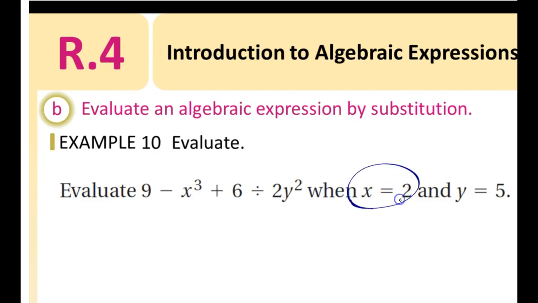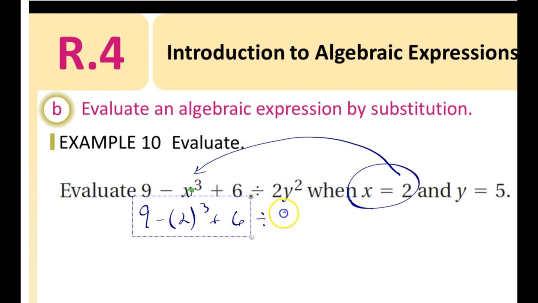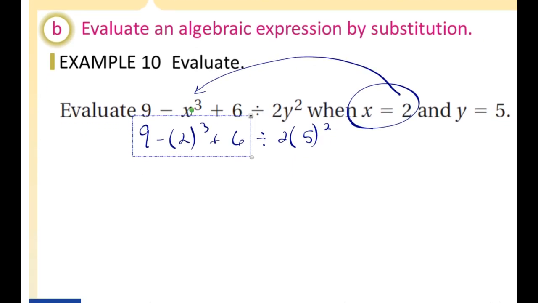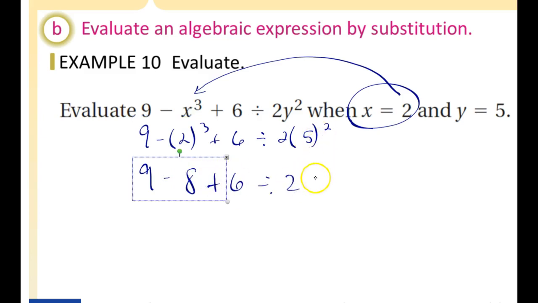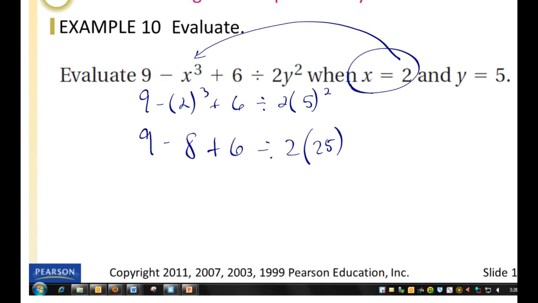A little bit harder. This time x is 2, so every time you see an x, we're going to plug in a 2. 9 minus 2 cubed plus 6 divided by 2 times, and it says, let's use the 5. I like to put it in parentheses because if it was a -5 and I was squaring it, that would be different. So I'm going to do my exponents, order of operations again. This is a good review of the previous section. 9 minus 8 plus 6 divided by 2, and I'm going to take care of the exponents, times 25. Then I'm going to work the problem from left to right, but dealing with multiplication and division first.